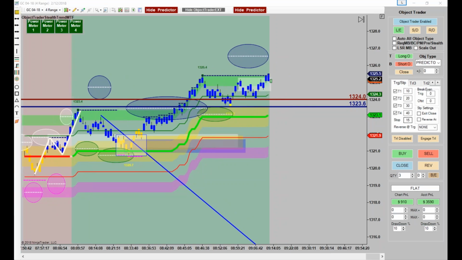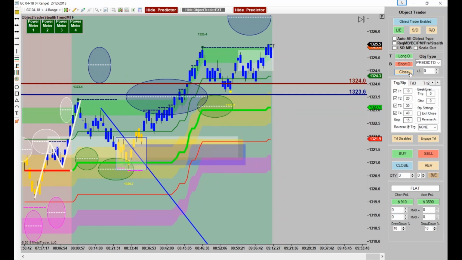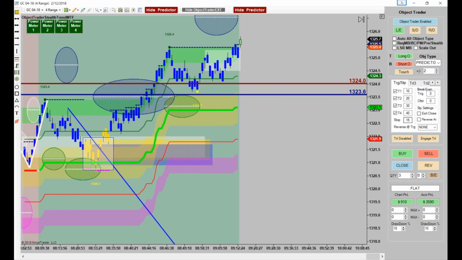Let's see if we can get another one. Got predictor. And by the way, the reason that didn't do that one, we had predictor set on close. You would have had to go inside predictor, close back outside it to get that one. I like touch. See if we can get a predictor. But it would have nailed that one.